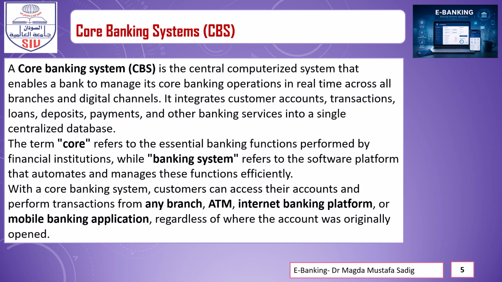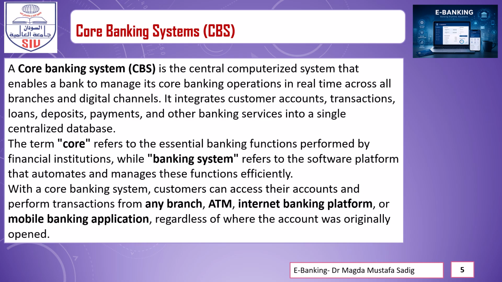Now that we understand banking information systems, let us discuss one of their most important components, the core banking system, commonly known as CBS. The core banking system is the central software platform used by banks to perform their everyday banking operations. The word core means the most essential or fundamental activities of a bank. These activities include opening customer accounts, accepting deposits, approving loans, processing withdrawals, transferring funds, calculating interest, and maintaining customer records.